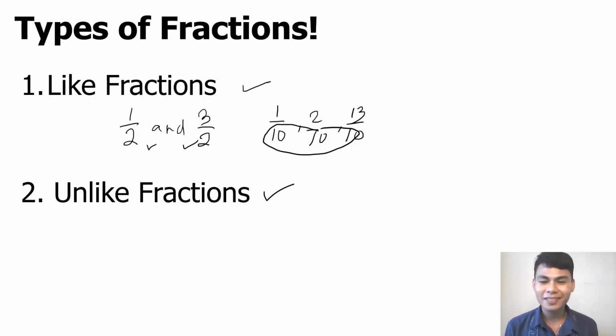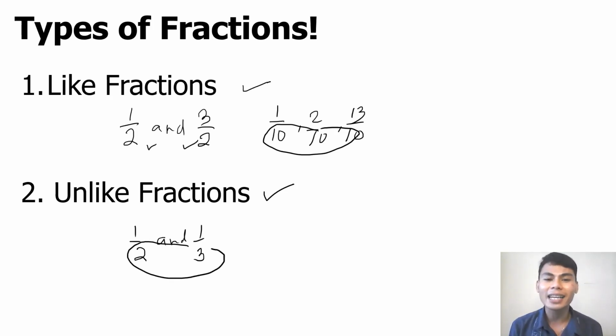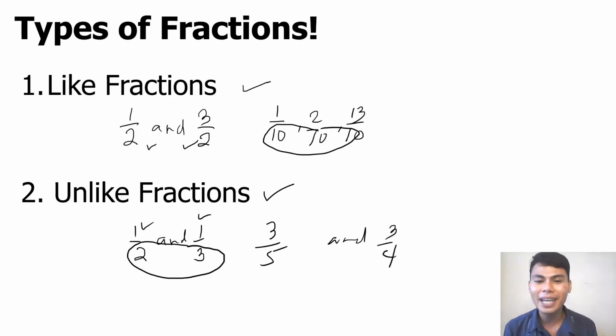Unlike fractions, different denominators. Example, 1/2 and 1/3. Tingnan nyo ang denominator nila. Different. Sabihin nyo, sir, same naman ang numerator, 1 and 1. No. Look at the denominators. Okay? So, example, 3/5 and 3/4. Different denominators. They are unlike fractions.